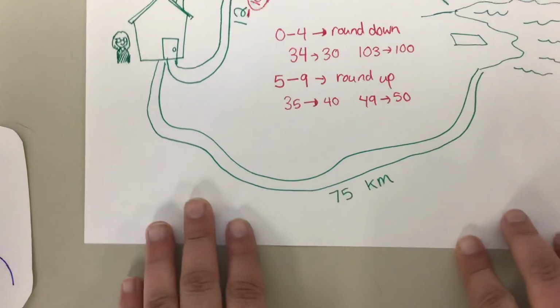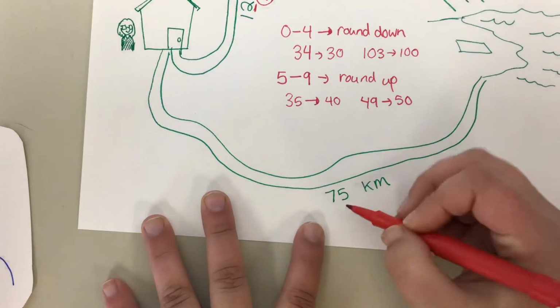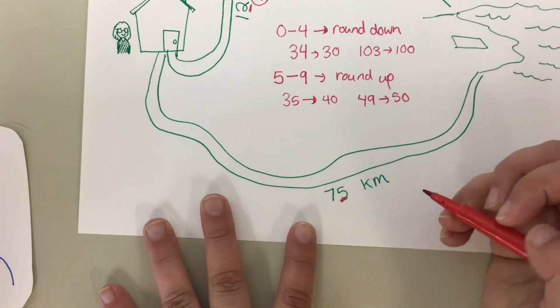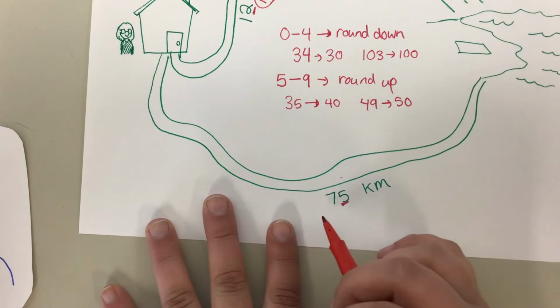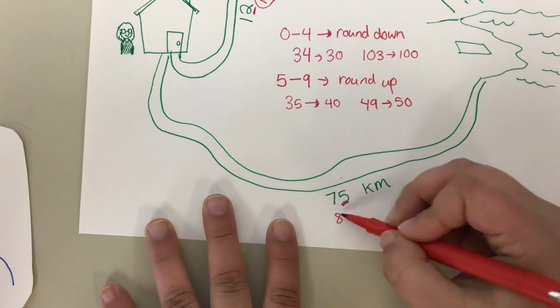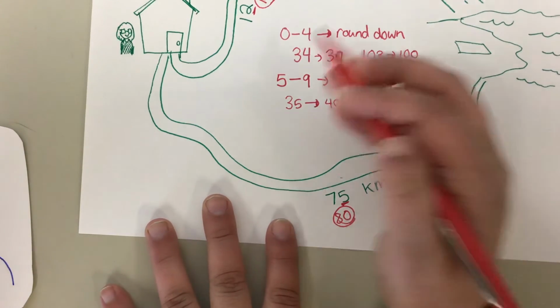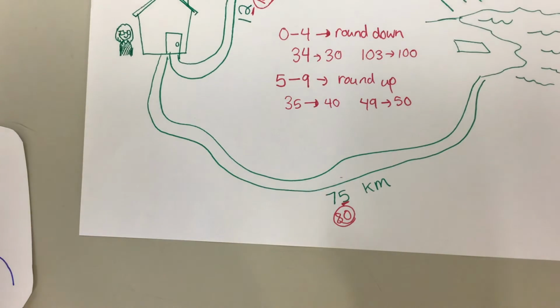And let's look at this last one, 75. 5 seems to be right in the middle, but if it's 5, we know we got to round up. So we're not rounding down to 70, we're rounding up to 80. There we go. Now I found my 3 rounded distances.